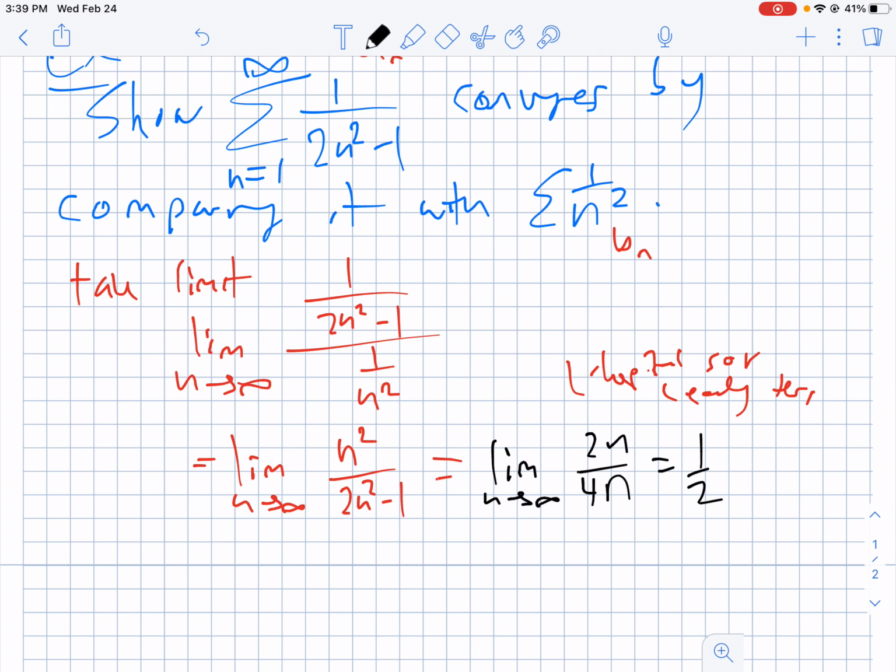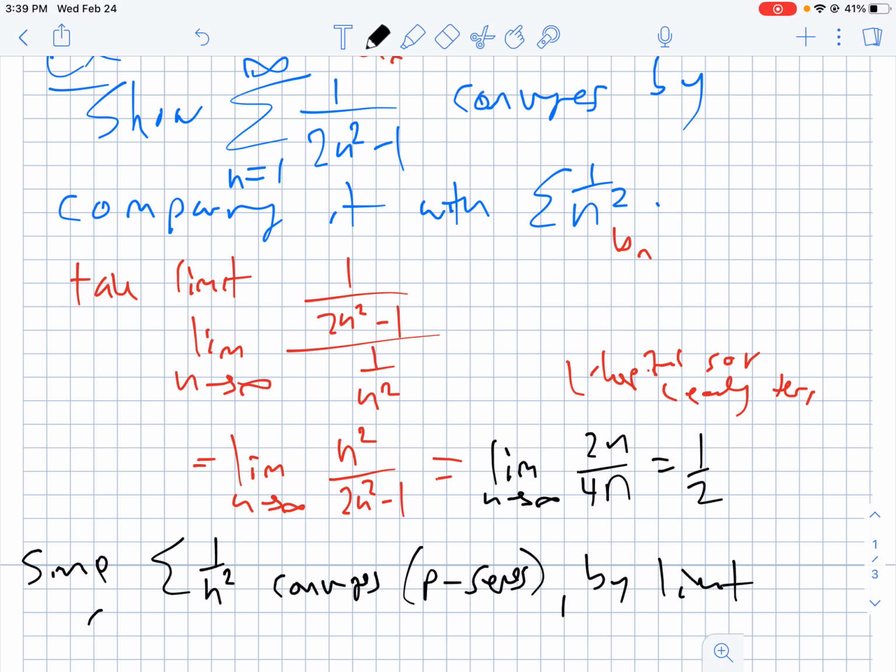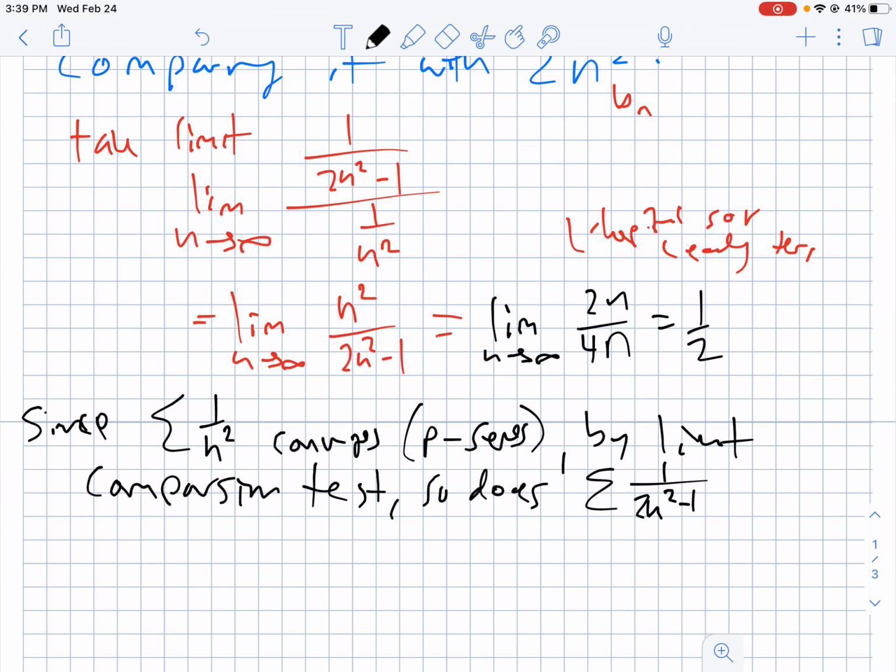So because we got a number, since we know that the series of 1 over n squared converges, and we know that because, of course, it's a p-series, that means that by the limit comparison test, so does the series of 1 over 2n squared minus 1. Okay, and that's all this is saying. As long as one of them converges, this one obviously also converges in that case. Okay, so that's what's going on there.